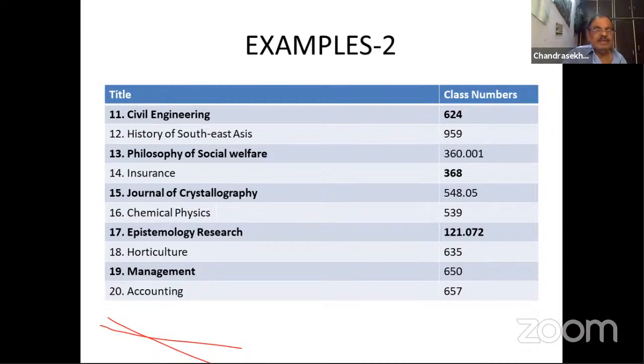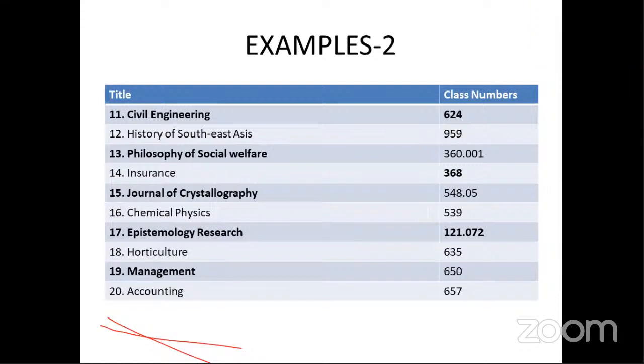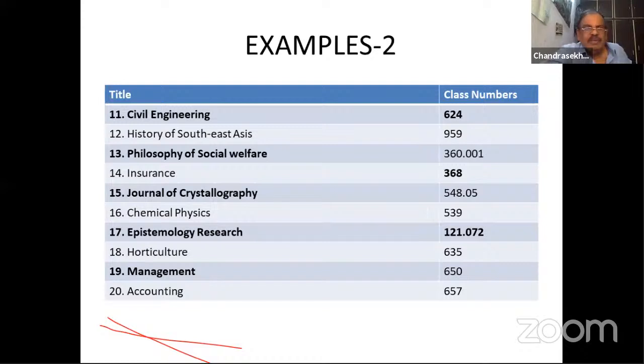635 articles are correct. So chemical physics 539, they are given. In modern physics, okay. Crystallography 0564. So bibliography number is there. General insurance is set. Philosophy of social welfare 001. Southeast Asia, civil engineering. Okay.